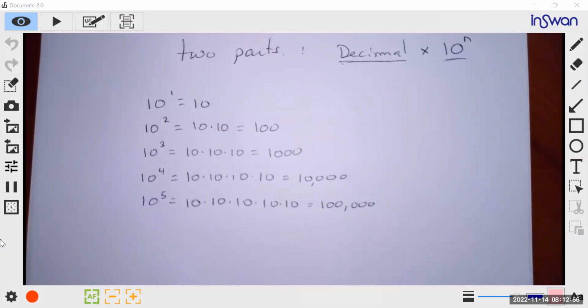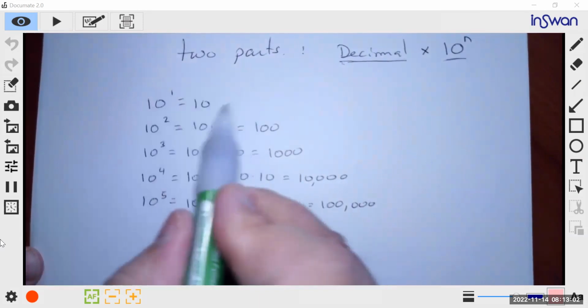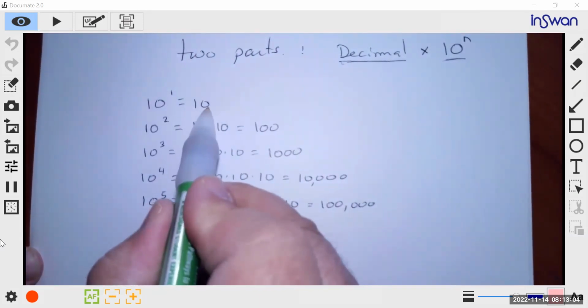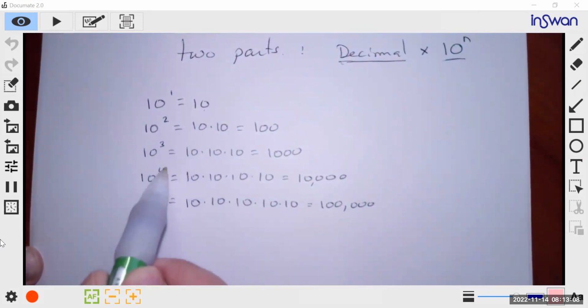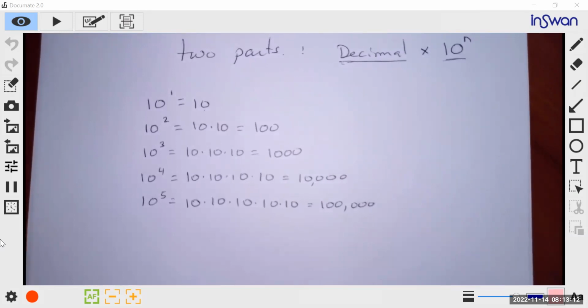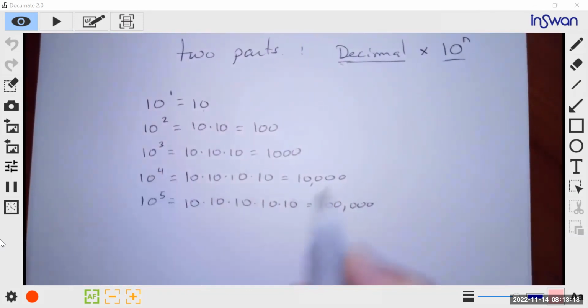What I want you to notice is first, the exponent on the 10 also relates to the number of zeros after the number. 10 to the fourth means I'm going to have 4 zeros after the 1. That's the first thing. Because it's positive, the zeros go that way.